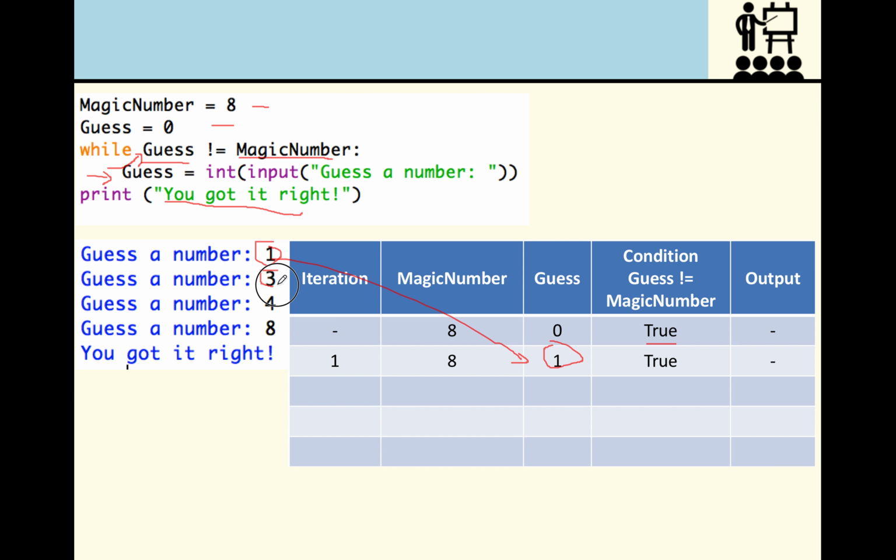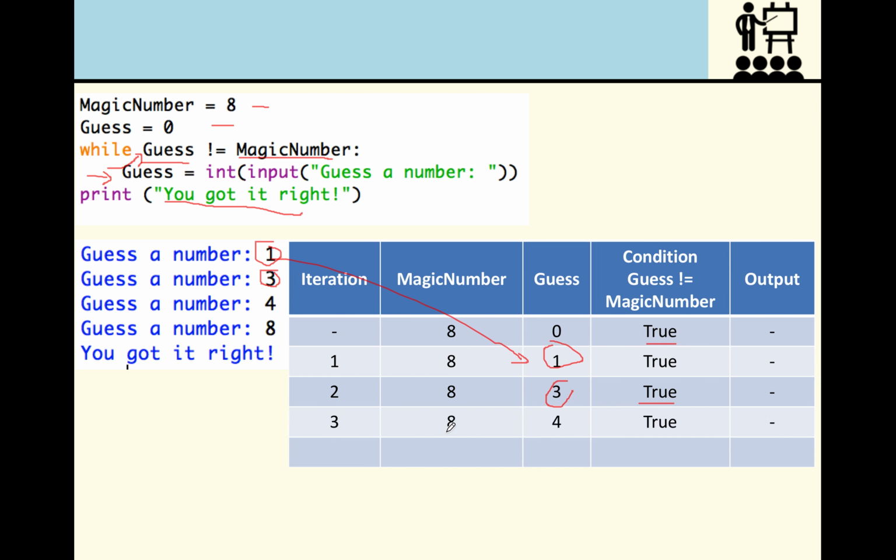And on our second iteration, we guess the number 3. And notice how magic number doesn't change because I said magic number was 8 at the beginning, and I haven't changed it anywhere else. The only thing I'm changing is my guess because I'm letting my user input a new guess. This condition is still true because 3 is not equal to 8. So my user gets another turn.